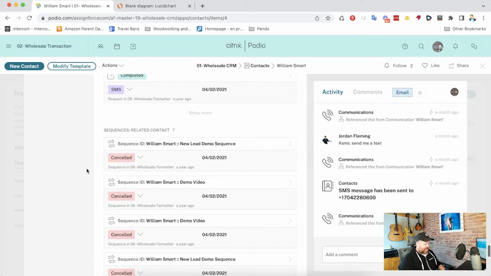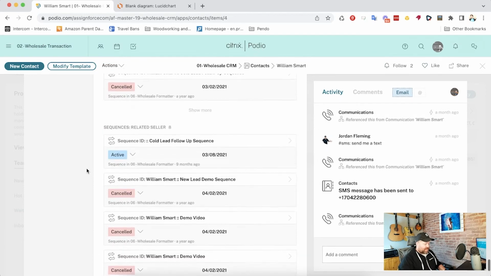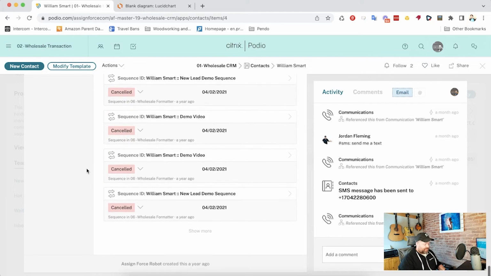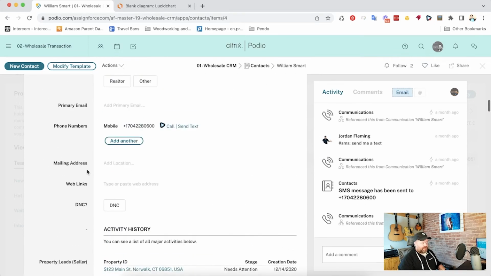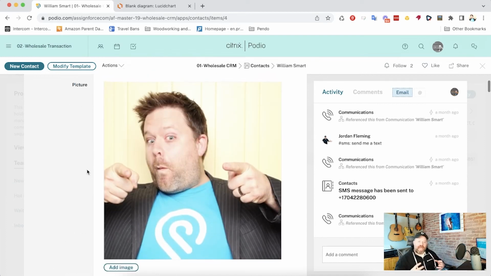That's something more to do. 7 sequences, 8 sequences for the seller, and on and on and on. That kind of information, that understanding how the one person relates to many things in my system, is only possible if I design my Podio system in a way that those singular objects are what we link to.